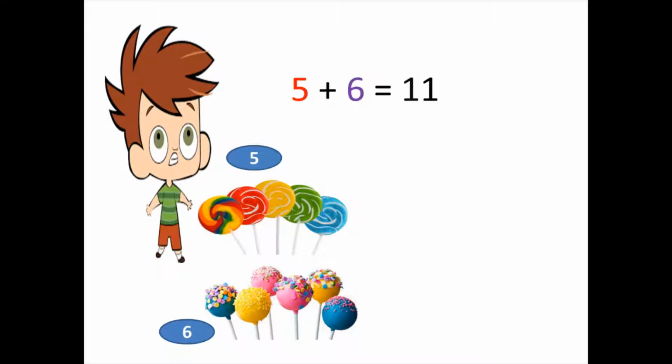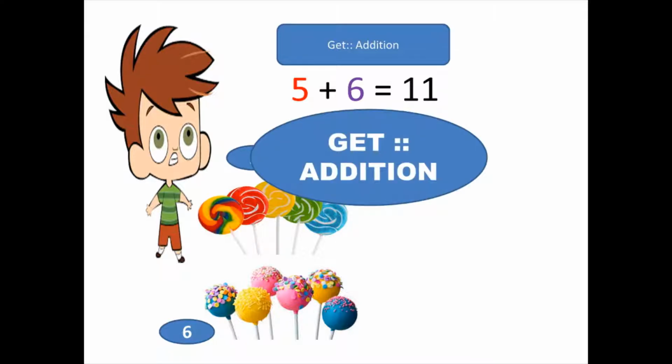So now how many chocolates does Kanav have? He has 5 chocolates earlier, and his father gives him 6 more chocolates. So how many chocolates now he has? 11 chocolates. Correct. In mathematics we will write it 5 plus 6 equals to 11. So whenever we get something, we do addition. Okay, let's say one more time. Whenever we get something, we do addition.